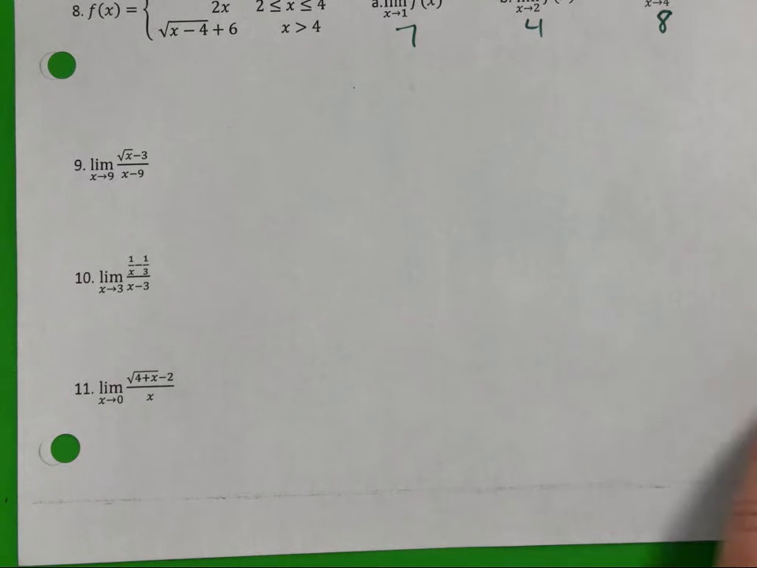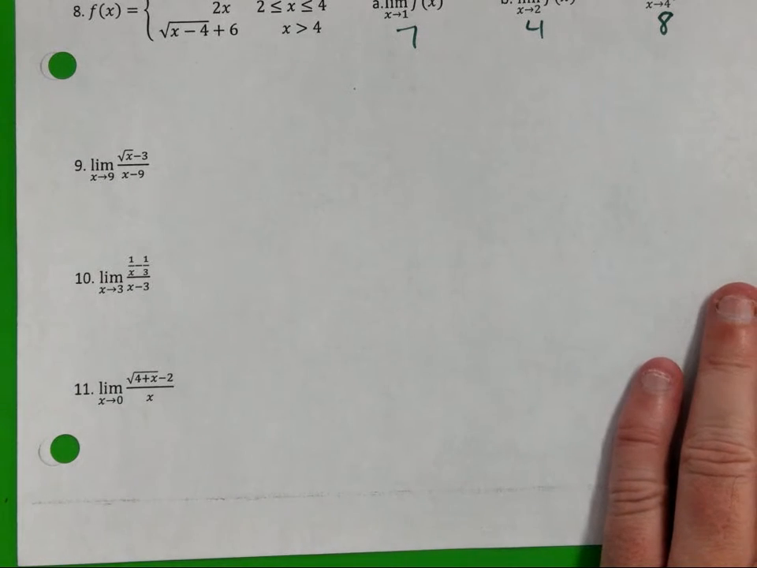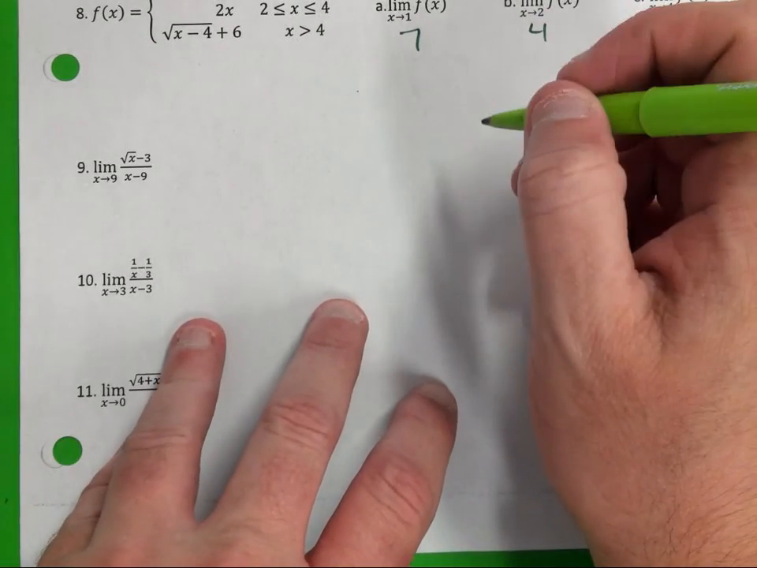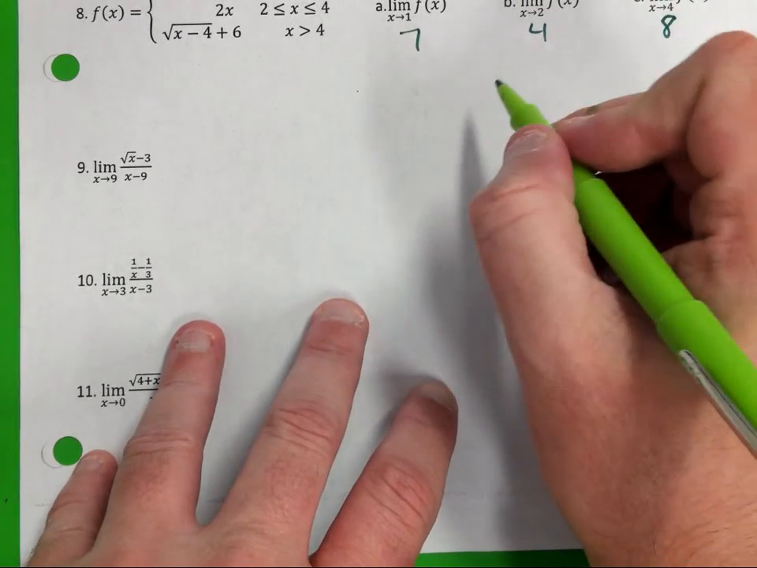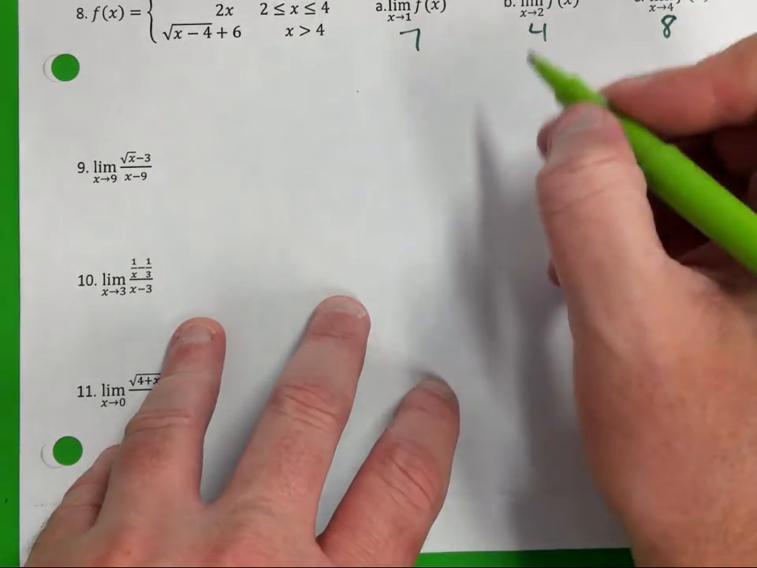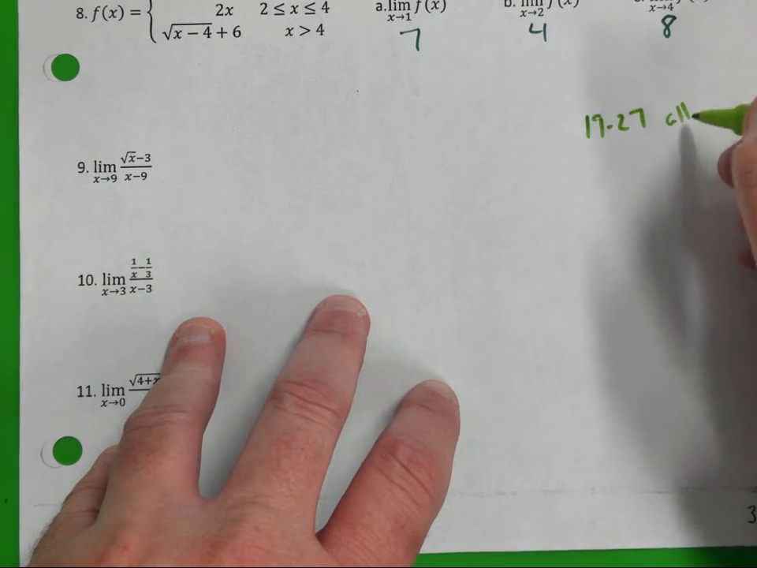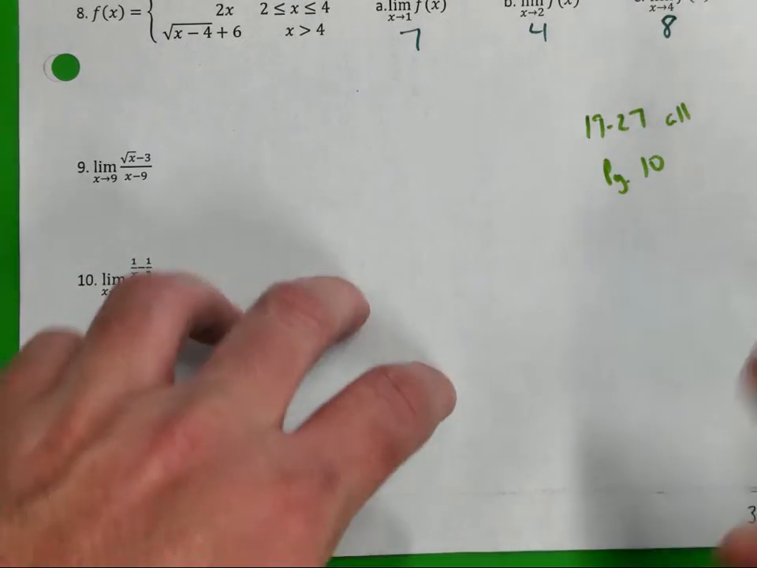Okay, I got to say this because there's people at home watching the video. I'm just going to repeat the assignment. You're already doing the assignment, so don't think anything about it, okay? You should be doing page 10, numbers 19 through 27 at this time. I'm going to go over that in just a second.